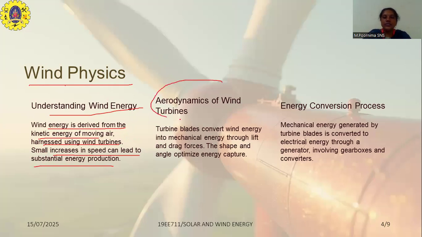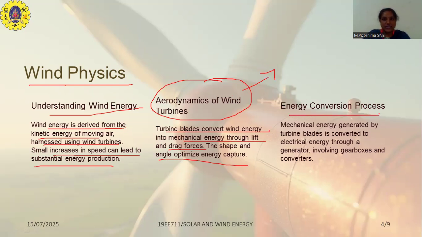So what process does it take? It is the aerodynamics of the wind turbine. Here, what happens with the turbine blades? The turbine blades convert wind energy into mechanical energy through lift and drag forces. The shape and the angle optimize energy capture. So this is the aerodynamics of a wind turbine.